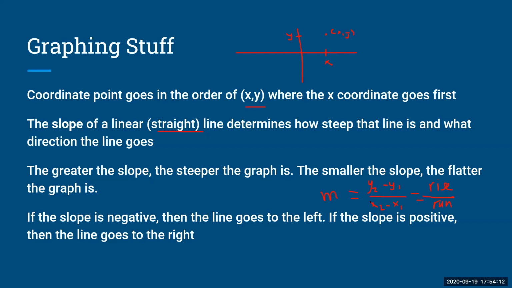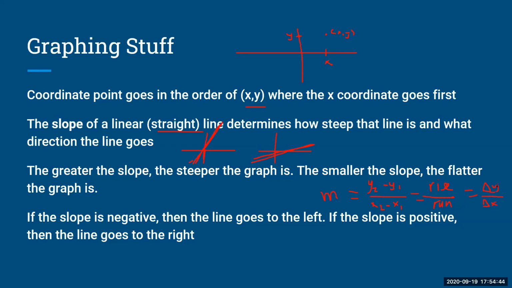You have to have 2 points in order to find slope, obviously. You need to have 2 different points. So the greater the slope, the steeper the graph is. A steep slope would look something like that, really high. And the smaller the slope, something like that. It's almost flat. What do you mean, run? Run is basically the change in x over change in y.